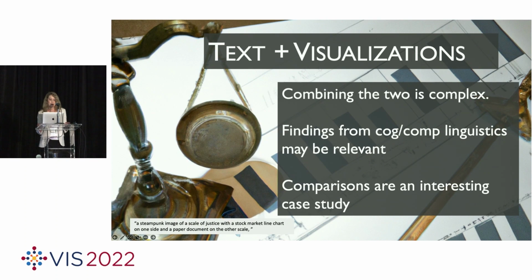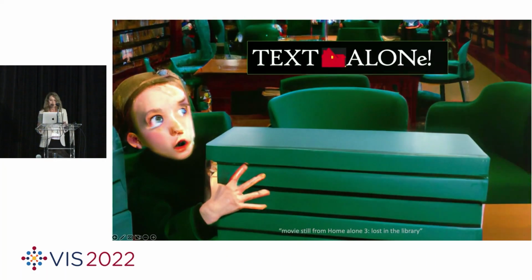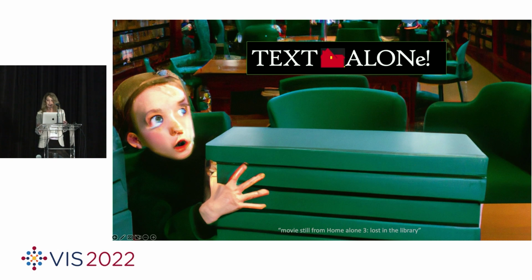So to summarize this section on text plus visualizations, combining the two is complicated. Some research has been done, but a lot more is needed. Findings from cognitive and computational linguistics may be relevant for this work, and comparisons are a good case study to look at these questions. Now I'll move on to the next section, which is talking about the importance of considering text as an option alone without a chart.